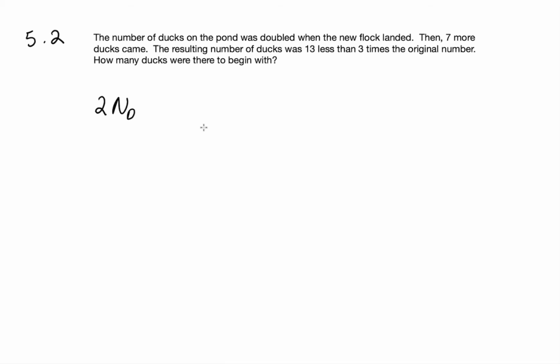Then 7 more ducks came. So plus 7. The resulting number, the result, that means equals. The resulting number of ducks was 13 less than 3 times the original number. So it was 13 less, so that's minus 13, than 3 times the original number. So that would be 3 times the number of ducks.